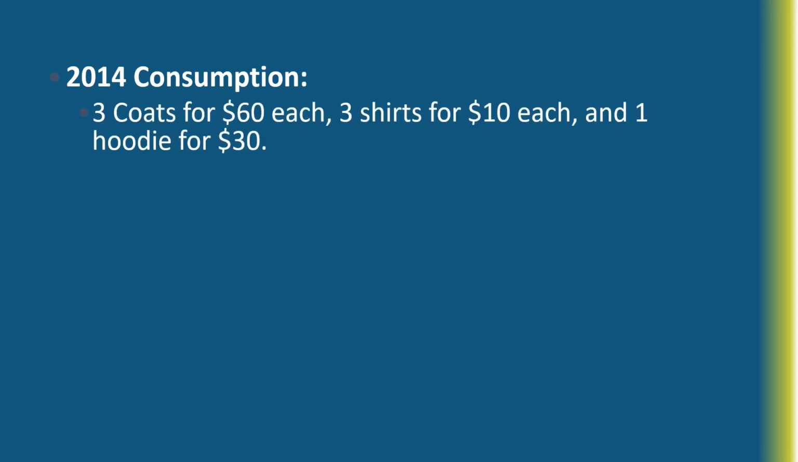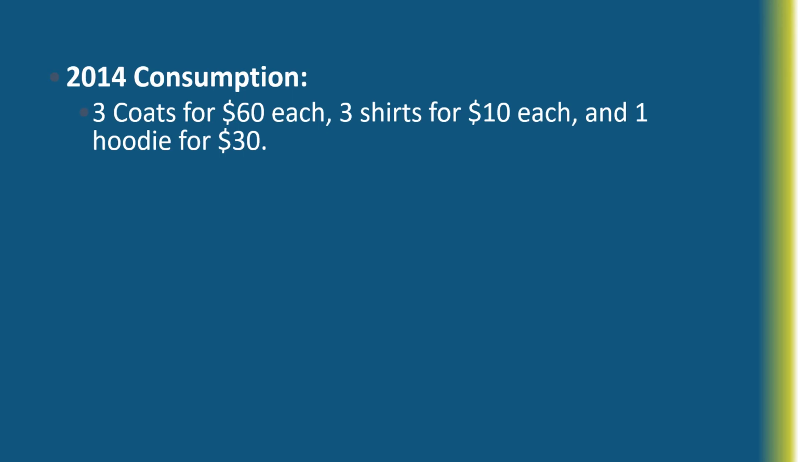And so now what we want to do is contrast this to some other year's spending. Let's look at 2014's consumption. For a different year's CPI, you take that same bundle of goods, multiplied by their prices to get the current year's total, right? So we want to say, in 2014, what did we purchase? In 2014, we purchased 3 coats for $60 each, 3 shirts for $10 each, and a hoodie for $30.